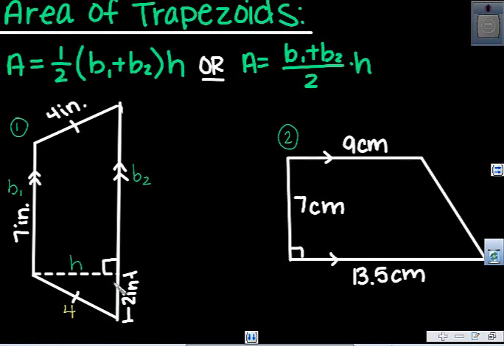And we know 4 and 2 in a right triangle. That would be our C in Pythagorean theorem. So we have 2 squared plus b squared equals 4 squared. You subtract the 4 over, and the square root of 12 is approximately 3.46.